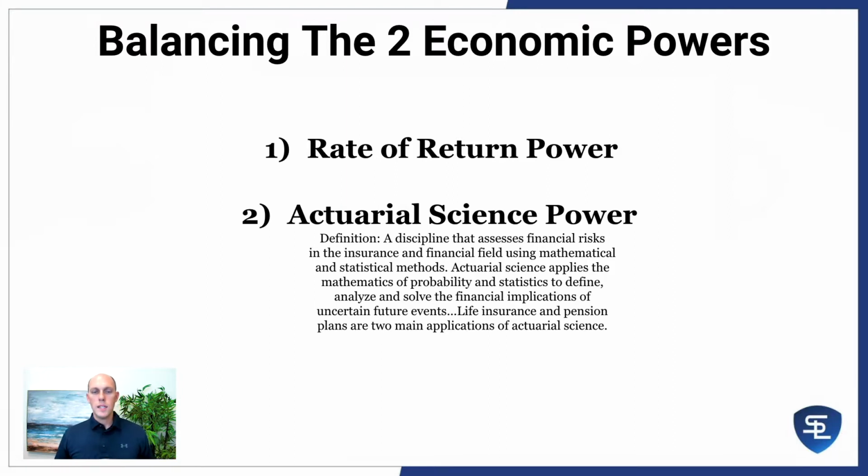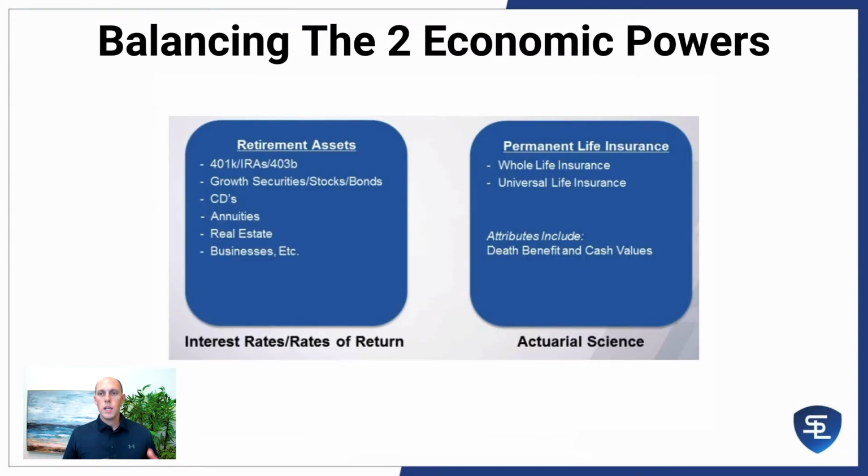And so instead of just using rate of return power or interest rate power, we're going to use actuarial science. And there's a definition under there if you want to read it. But essentially, actuarial science applies mathematics and statistics so that you can create a proven result. Okay? So here are some examples of things that just get rates of return: 401ks, IRAs, 403bs, your securities, stocks, bonds, ETFs, et cetera. CDs would be part of this, retirement assets, real estate, businesses. And then things that use actuarial science are more like life insurance type products.